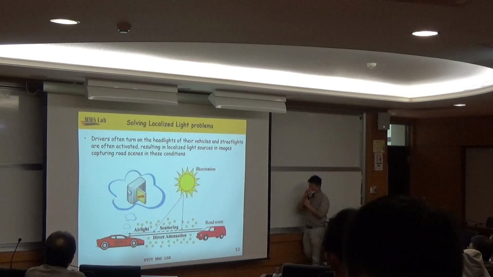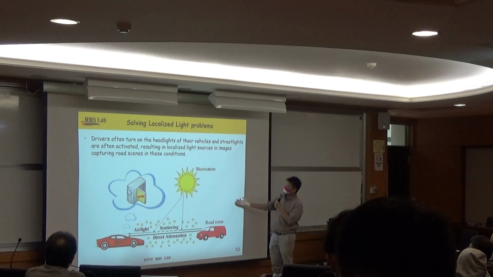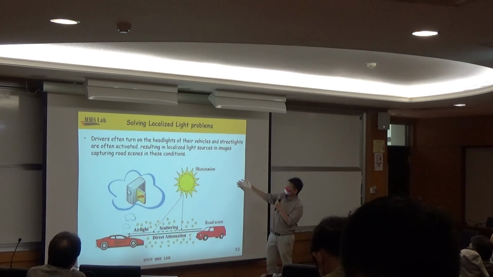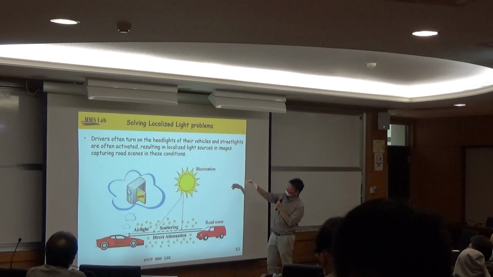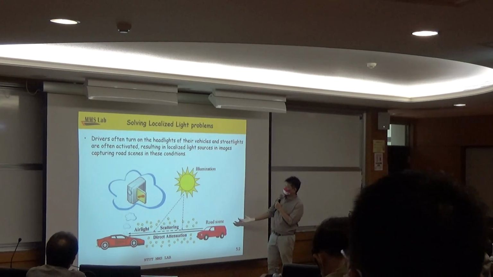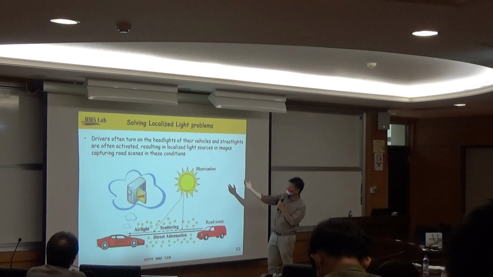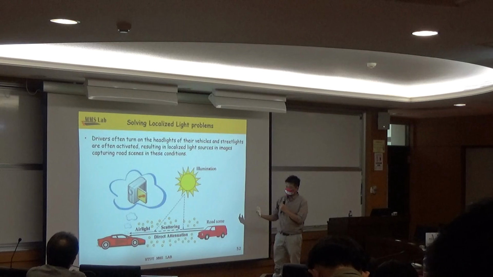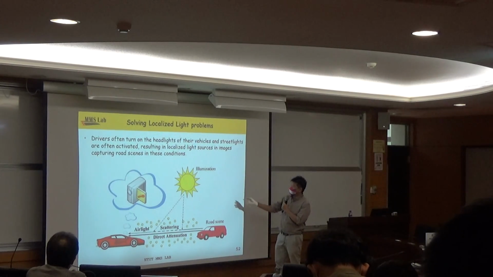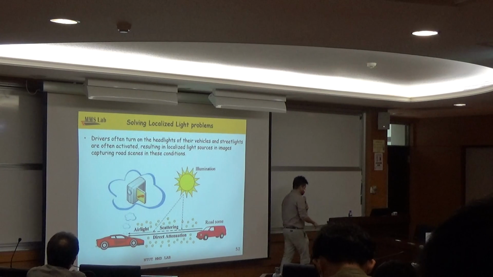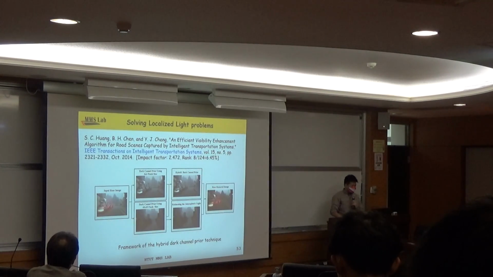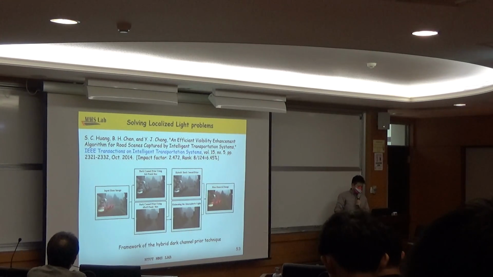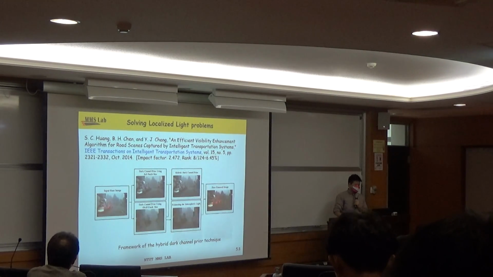So you can see the driver, and usually, what is the first part? I solved the localized light problem. When you drive the car on the way, the driver also turns on the headlight of their vehicle because they want to have better visibility. So I call this situation a localized problem. And in this journal, I proposed a hybrid dark channel prior technology to solve the localized problem.